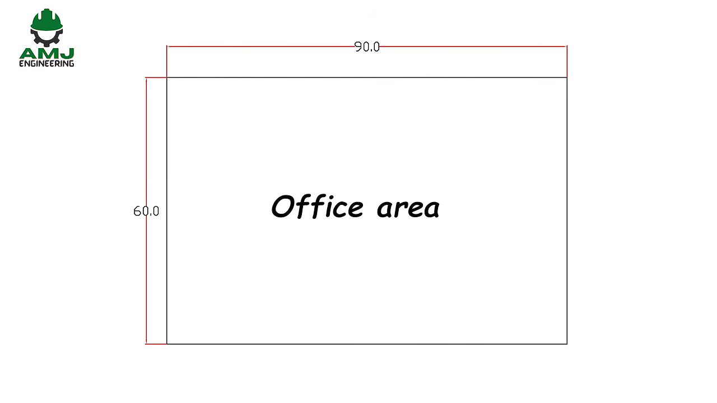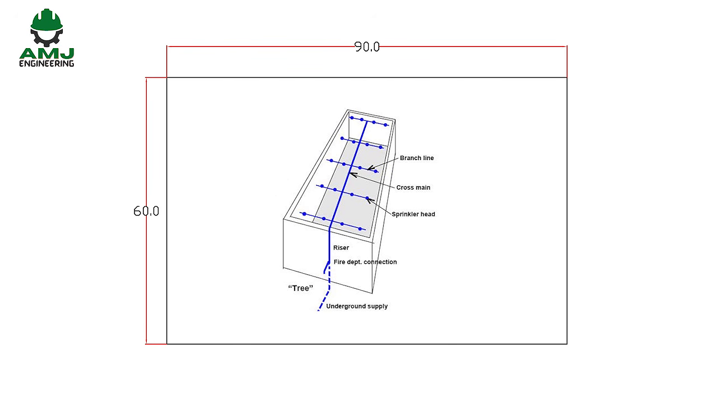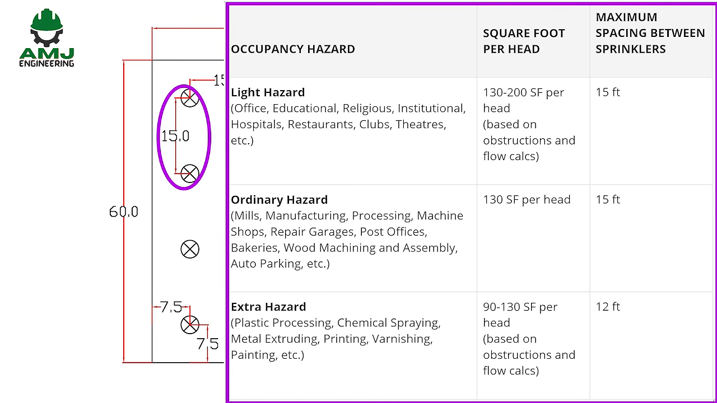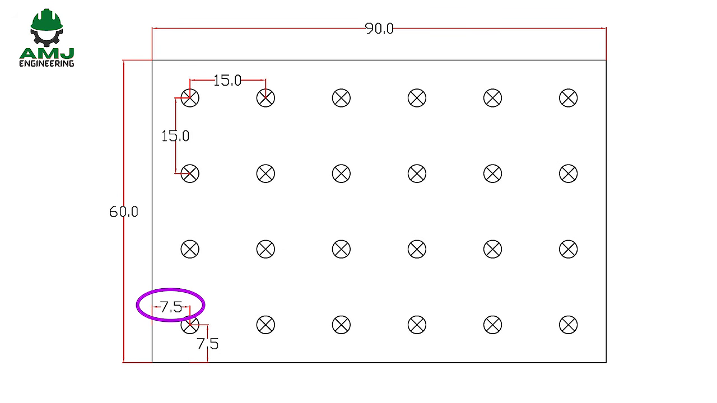Let us take an example: an office area of 90 by 60 feet. Assume we want to design a tree sprinkler system. Let us go ahead and lay out the piping system and sprinkler heads. Being a light hazard, the maximum spacing between sprinklers is 15 feet. The distance between sprinklers and walls is no more than half the distance between sprinklers.